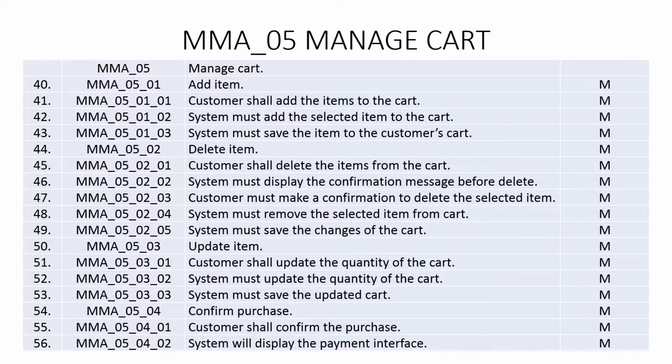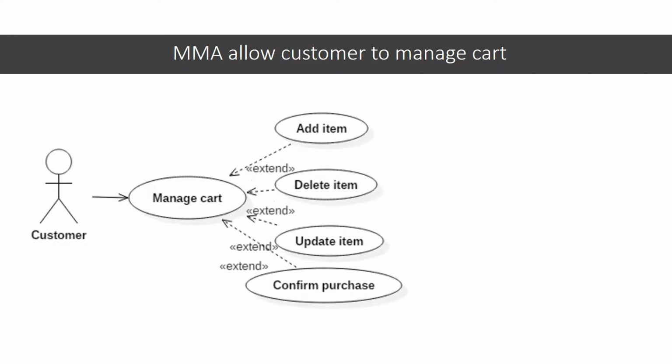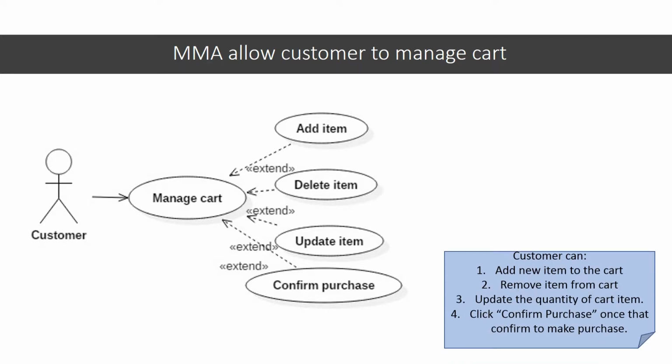The next requirement for MMA is manage chart. This is the use case for manage chart. MMA allows customers to manage chart. Customer can add a new item to the chart or remove the item from the chart. Besides that, the customer also can update the quantity of the chart. After that, customer can click confirm purchase buttons once they confirm to make the purchase.